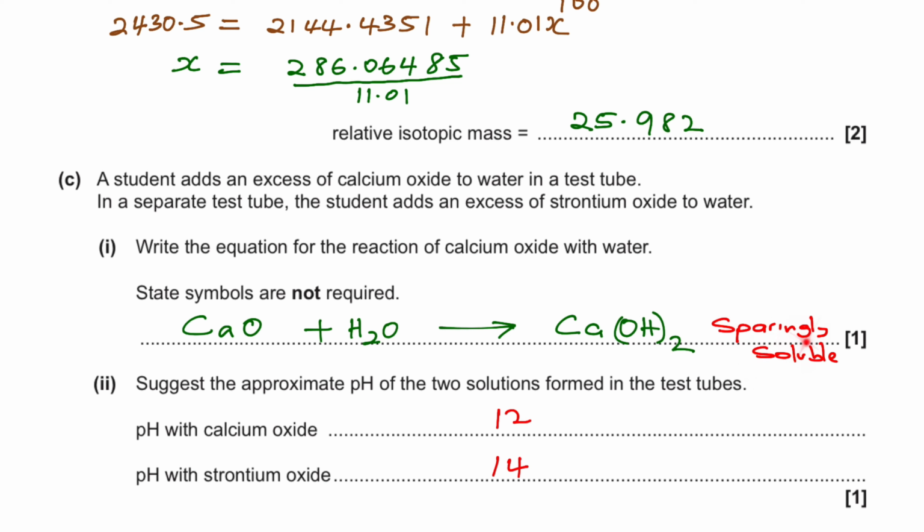Okay, this is, as I said, sparingly soluble. That means slightly soluble, and so therefore the pH is about 12. And this one, the more soluble one, the pH is about 14. Just to see that the strontium will be a similar structure.